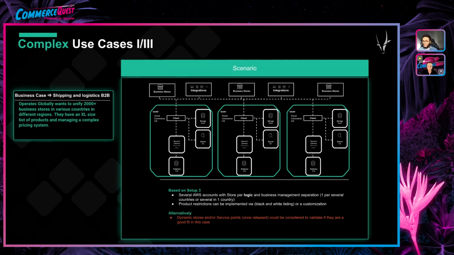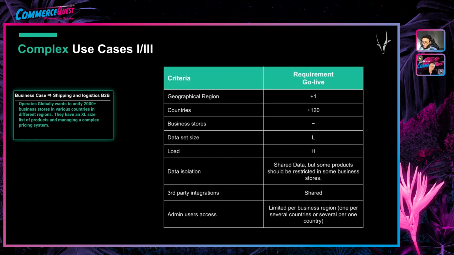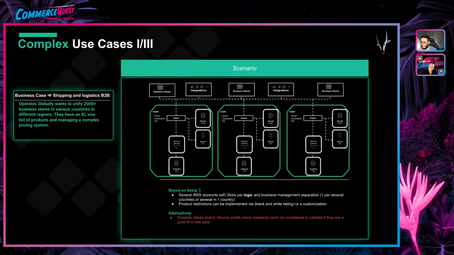Because the business stores are still not 100% clear here. Maybe they are service points, but since they are in different regions, they have small business logic differences. Maybe dynamic stores would also be a good fit for implementing the business stores here. So this option would be the safest and the best fit based on the requirements provided. The only tricky part is grouping it. Which countries can we group in which setup? This is the million-dollar question.